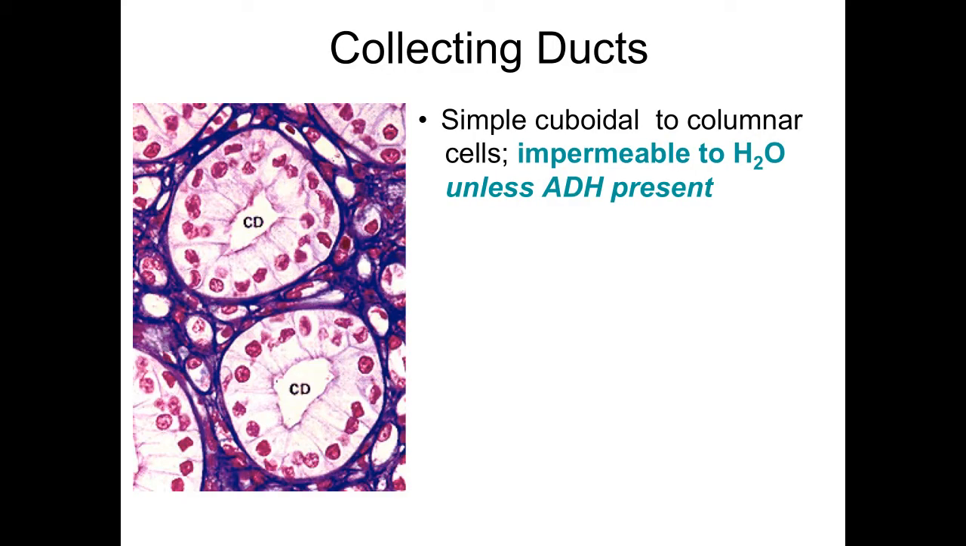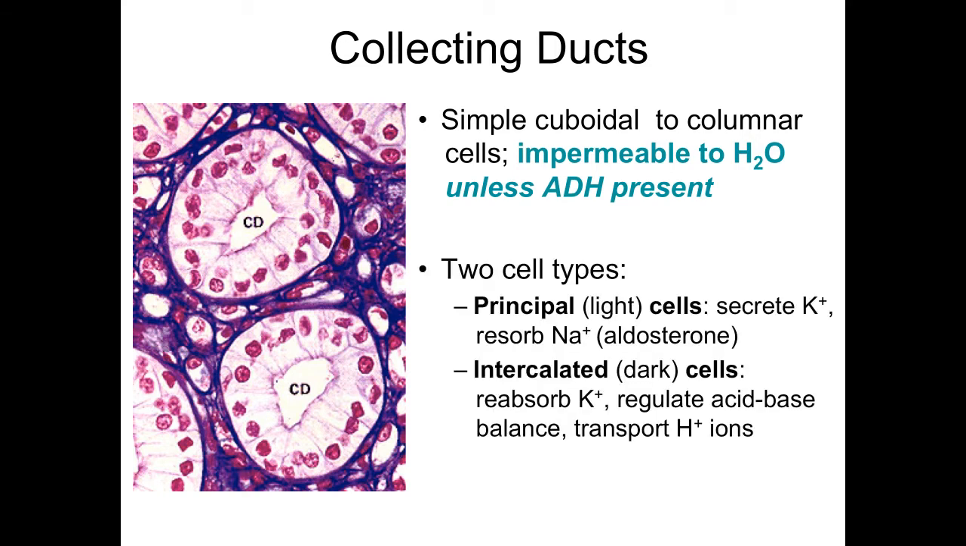But what we can say, the cells in the collecting duct tend to be simple cuboidal to columnar cells. These cells are always impermeable to water unless ADH, antidiuretic hormone, or vasopressin, is present. There are two major cell types that we talk about in histology in the collecting ducts. There's principal cells, also called light cells. These cells secrete potassium and they reabsorb sodium under the influence of aldosterone.